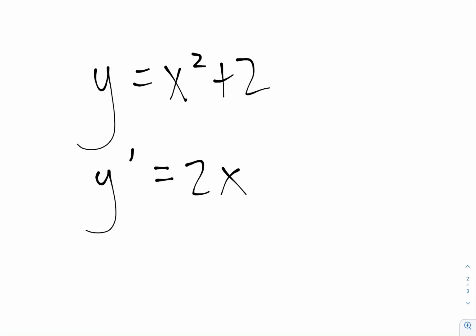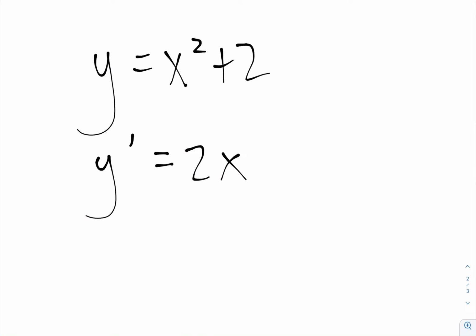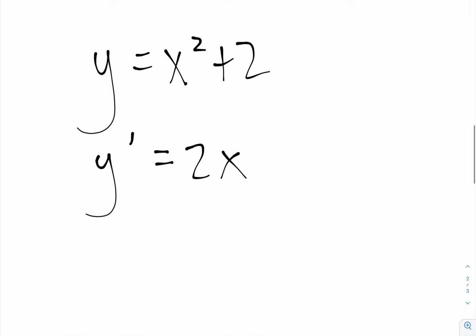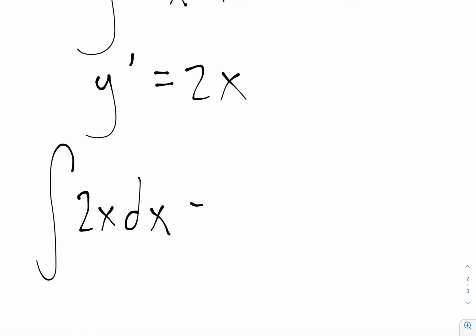Okay? If you wanted to go the other way, you would find the integral. Okay, you would find the integral of the derivative. If you found the integral of the derivative, you would just get y back because integrals and derivatives are inverse operations. So the form you take for this is you'd say the integral of 2x, and then you put this little dx here, just to show us with respect to x.